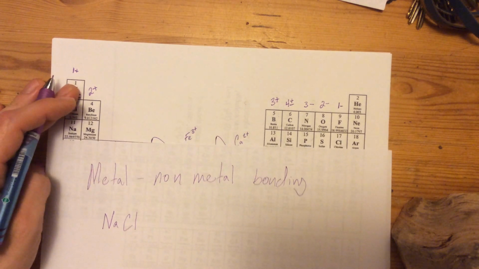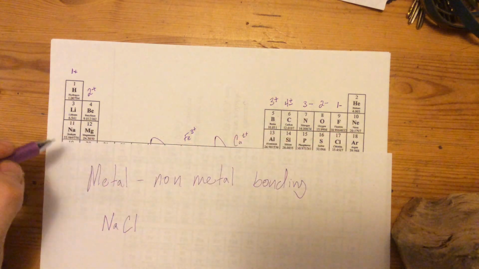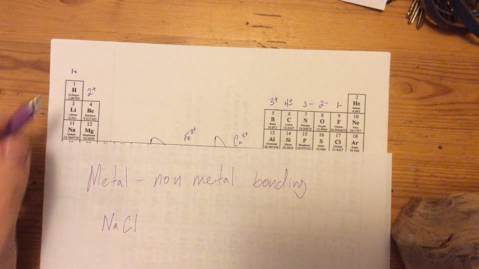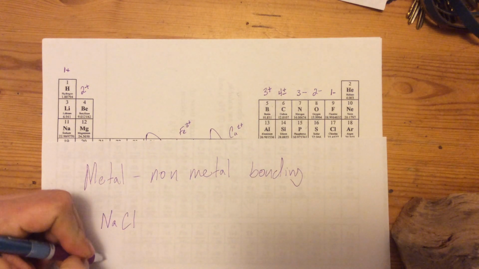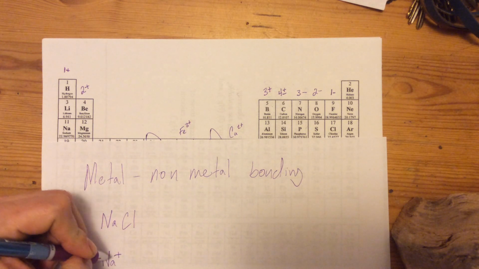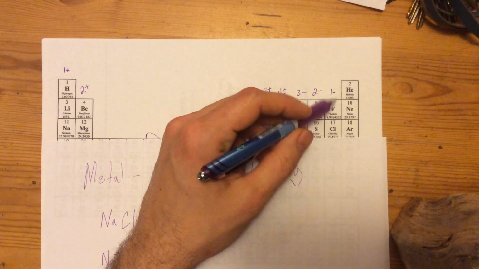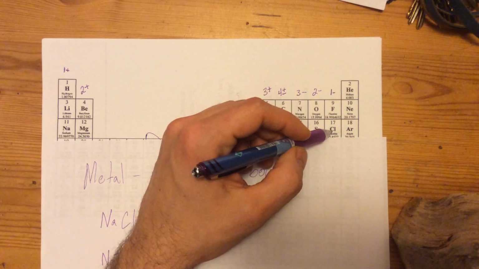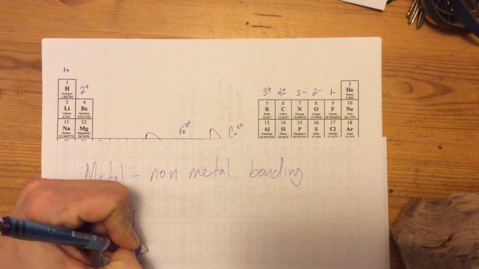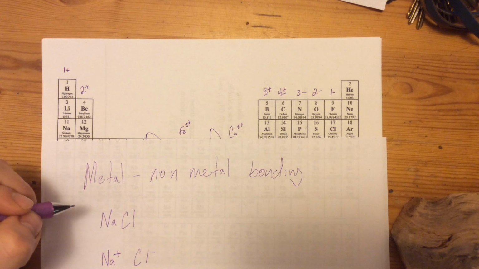And the way we know that is if we look here, sodium, if it's going to pretend to be like neon, it needs to lose one electron. Electrons are negative. Losing a negative electron puts it in the 1+ state. And so a sodium wants to be 1+. A chlorine wants to be 1-. It wants to gain one electron. Gaining an electron puts it in a 1- state.